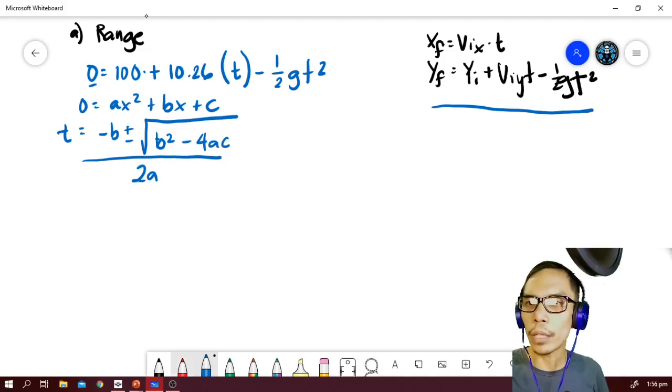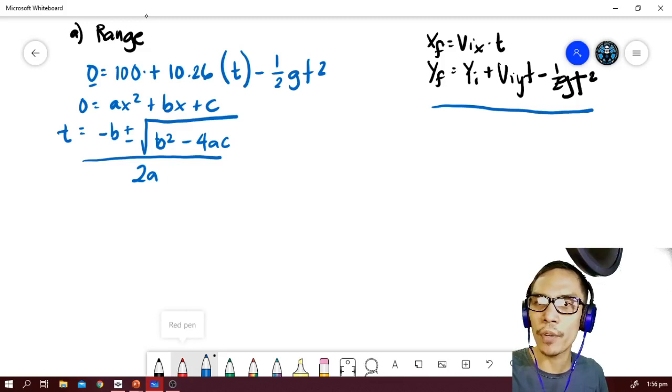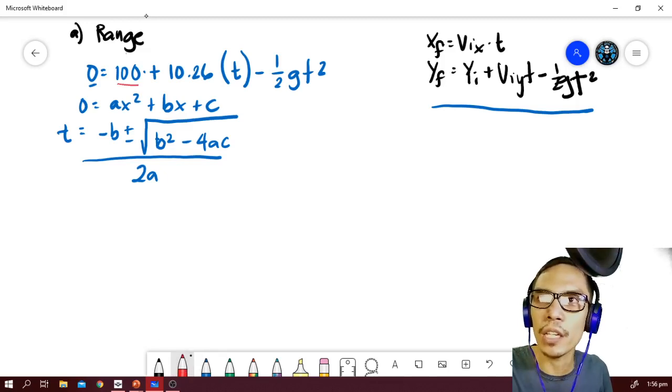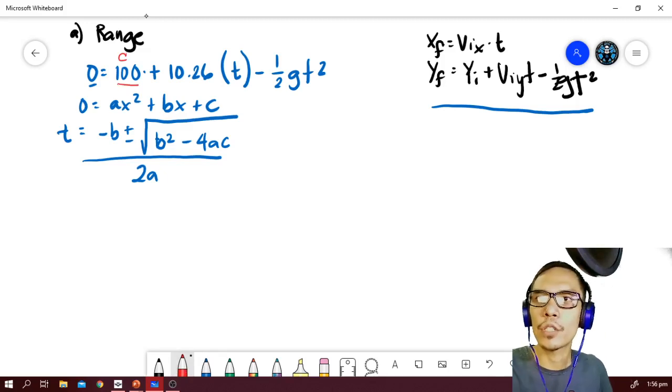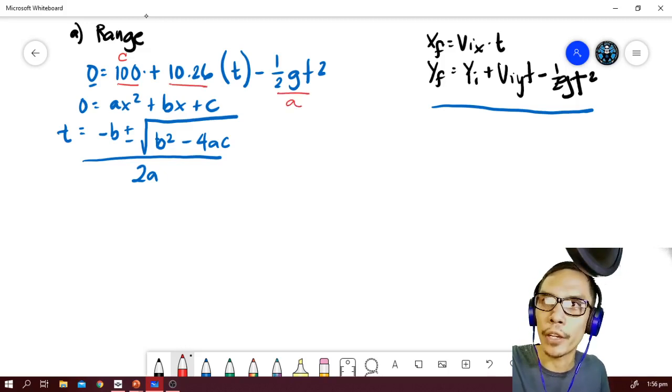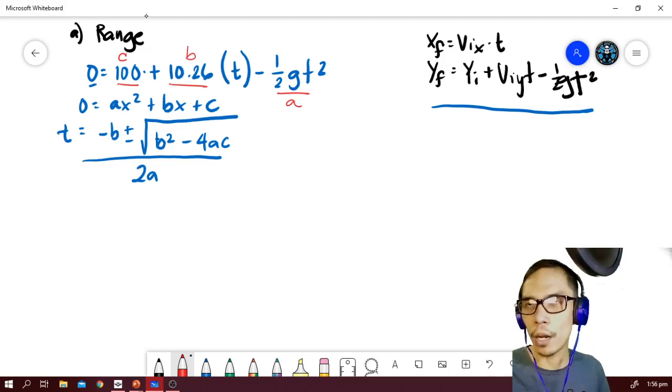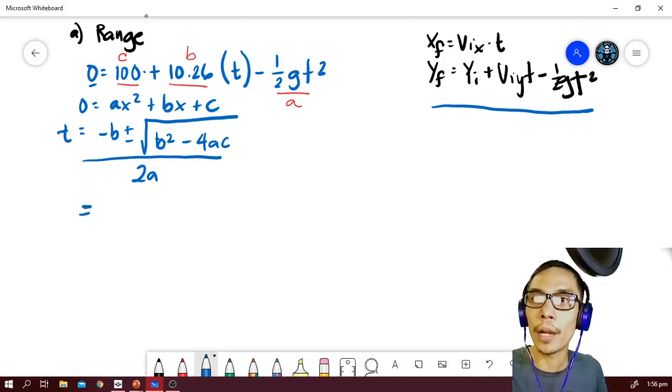So what are these variables? Where can these variables be found? Let's start. This will be your letter C, and this is your letter A, and this will be your letter B. So we can now plug in the values coming from our equation that you have right there.